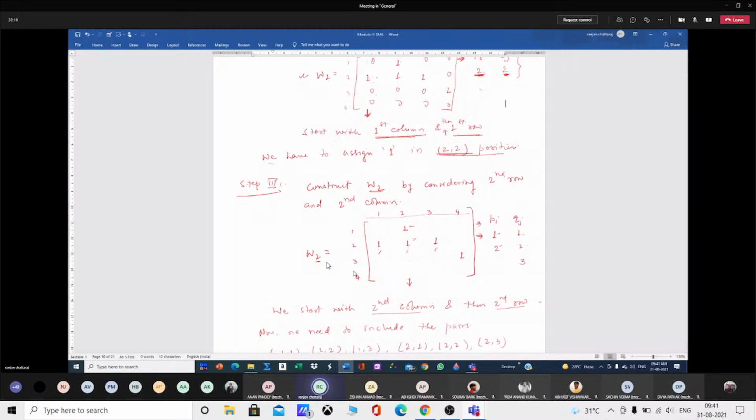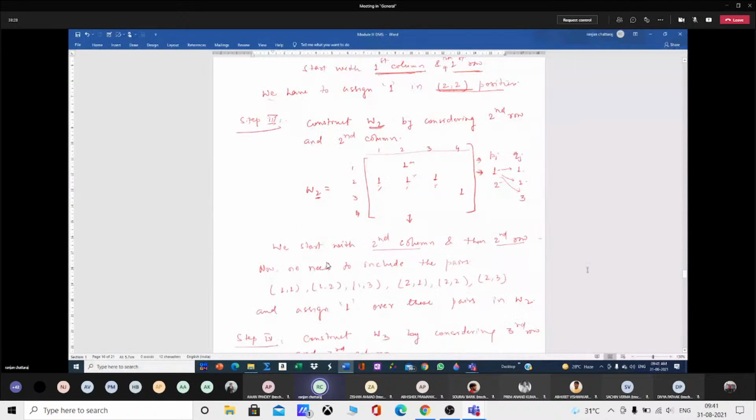Is it clear? Yes, sir. So now you construct the pairs. The pairs are 1, 1; 1, 2; and 1, 3. Ordered pairs, that means ordered pairs. So 1, 1; 1, 2; 1, 3; 2, 2; 2, 3. Now we have 6 ordered pairs where we have to assign 1.